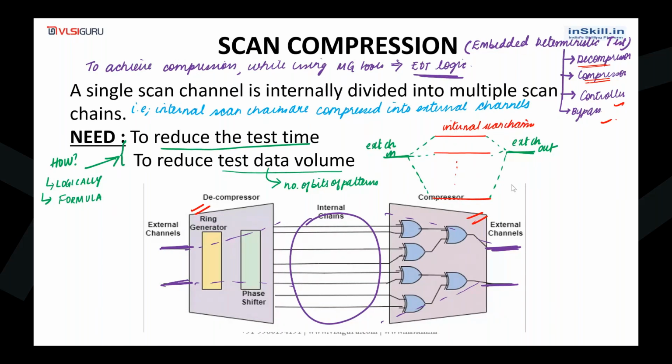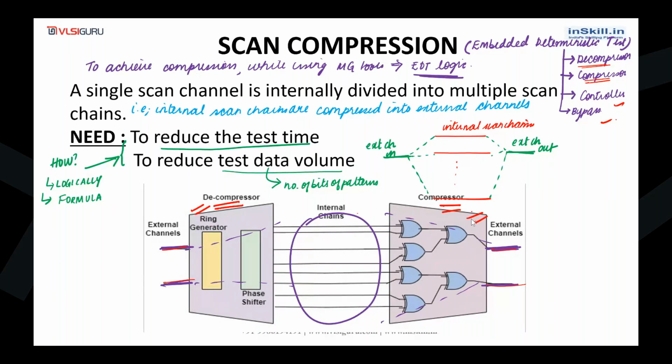In this picture, these are the internal chains. They are compressed into two external channels, and in between you can see the decompressor and compressor components, which are part of the EDT logic. Apart from this, you also have the controller and bypass logic in the EDT logic, but I have not represented all the components in this picture. When we do the course, I will show you the structure of the EDT logic with all the components.